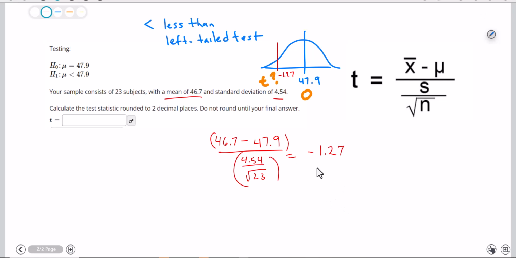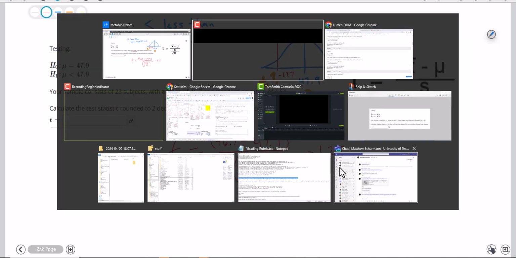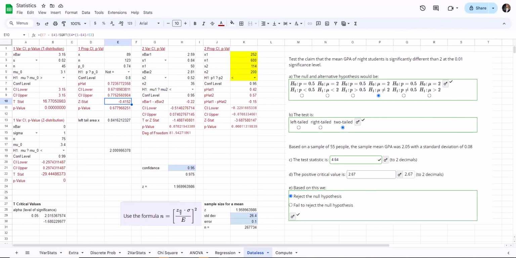Now, again, you can do these all day long by hand and probably run out of time on a test. So what I do, I go to Google Sheets. And so I look here, and if you watched the last video, that was a proportion, but this is going to be a t-distribution about a mean.